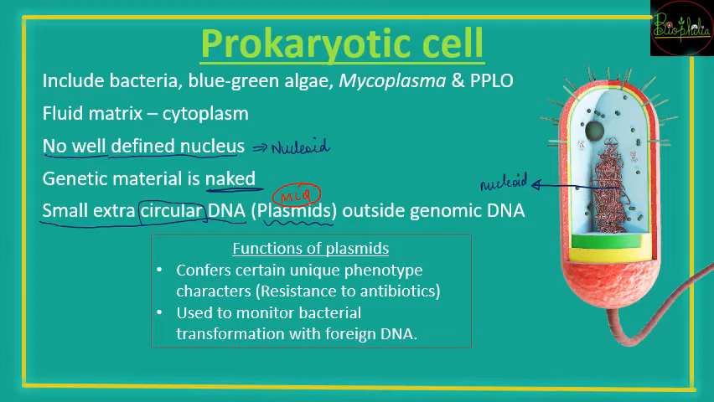Now what is the function of plasmids? What is the need for this extra genomic material? First of all, it is going to have some unique characteristics. Now what are these unique characteristics? Because these are bacteria, they have many properties, and a great variety of bacteria are present. So one of the unique properties is resistance to antibiotics. Antibiotics are going to be the destructive source of these prokaryotes.